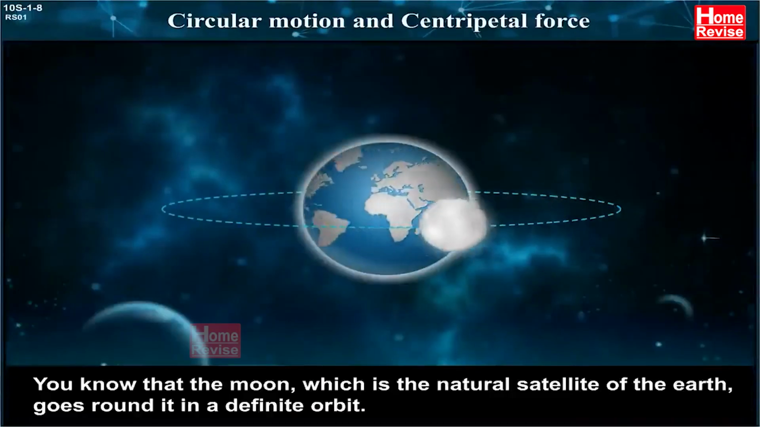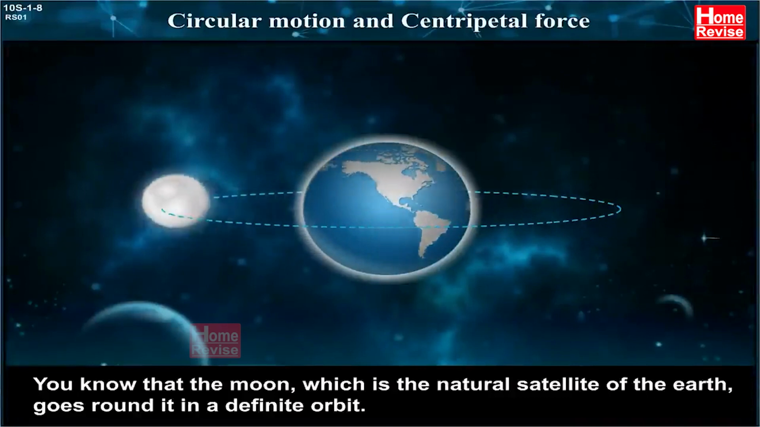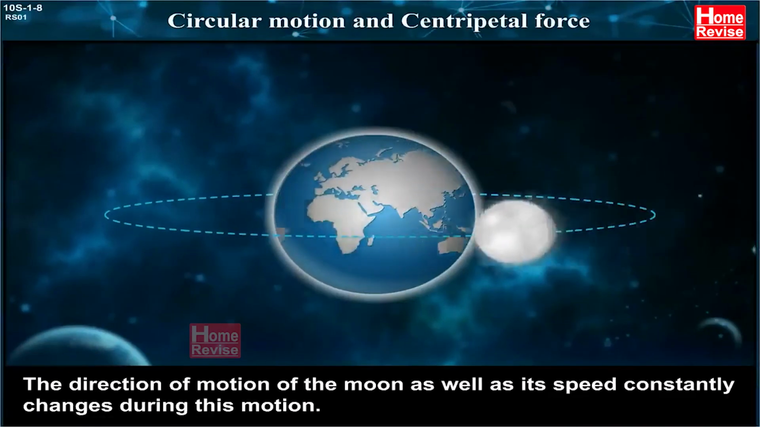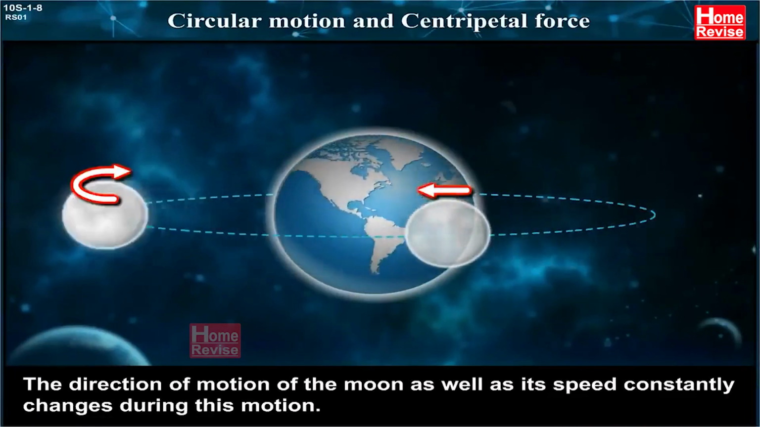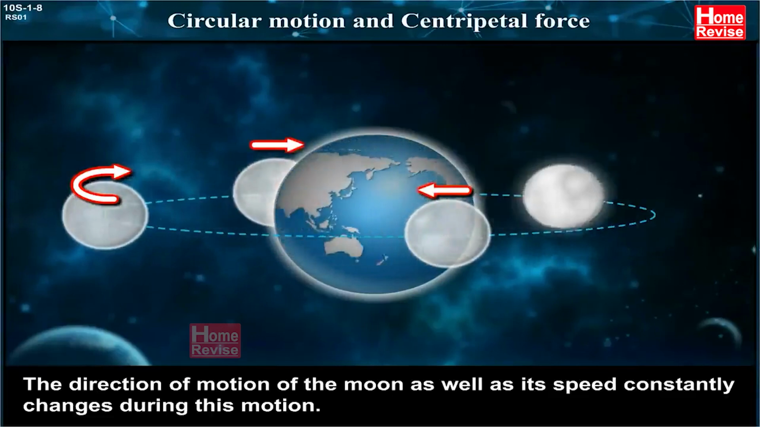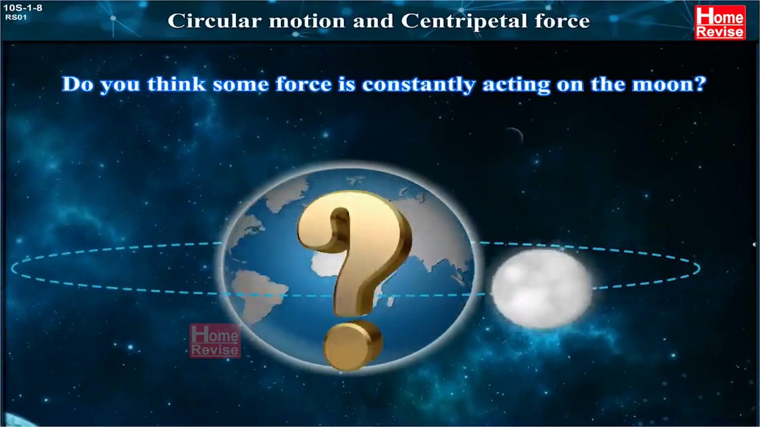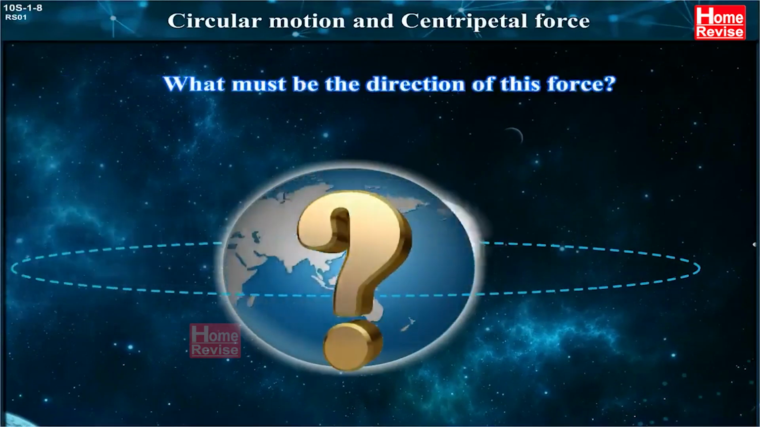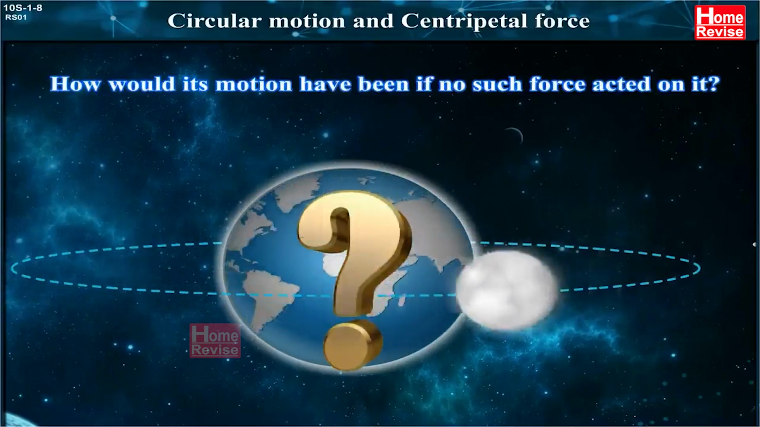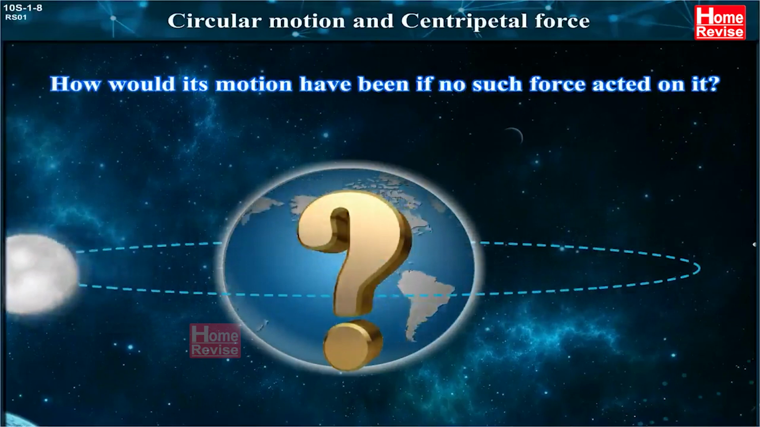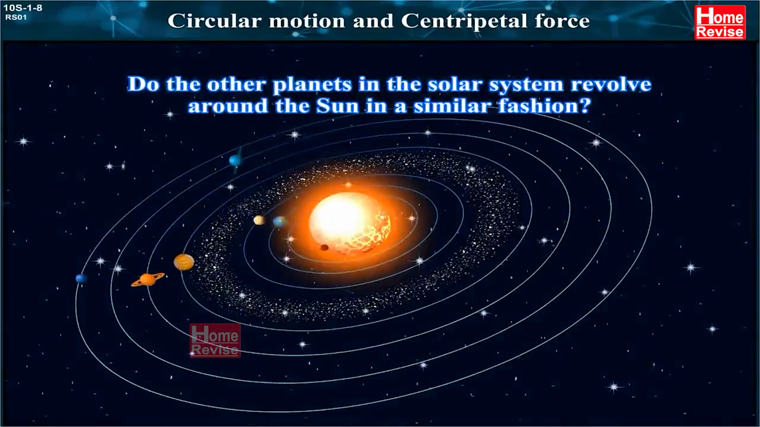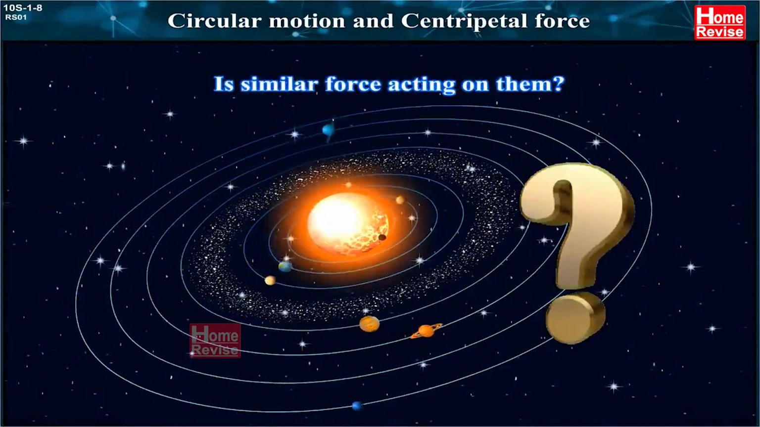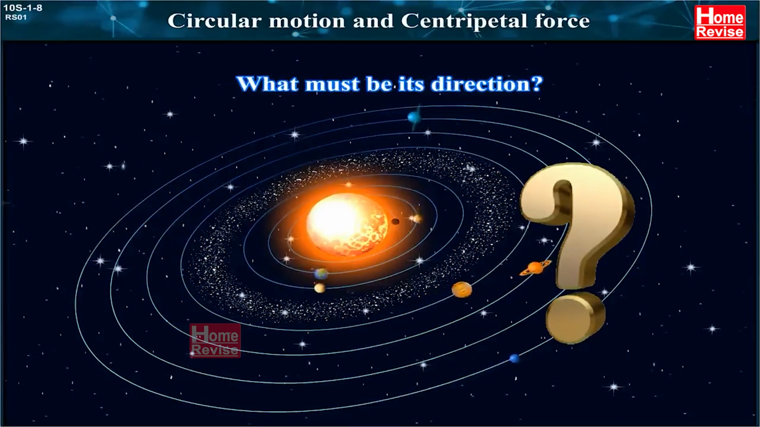You know that the moon, which is the natural satellite of the earth, goes round it in a definite orbit, right? Well, the direction of motion of the moon as well as its speed constantly changes during this motion. Do you think some force is constantly acting on the moon? What must be the direction of this force? How would its motion have been if no such force acted on it? Do the other planets in the solar system revolve around the sun in a similar fashion? Is a similar force acting on them? What must be its direction?